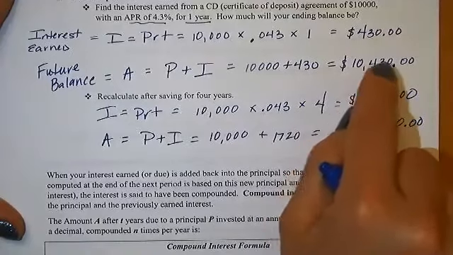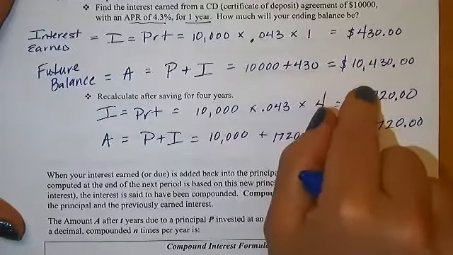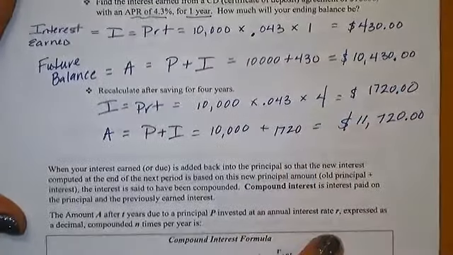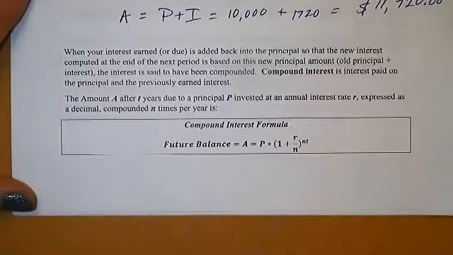So every year your interest is getting bigger and bigger and bigger because the amount in your savings account is getting bigger and bigger and bigger. So compound interest will always earn you more money than a simple interest account will.